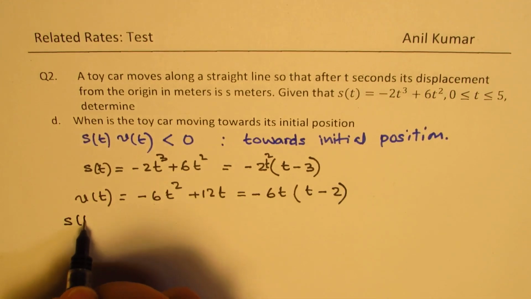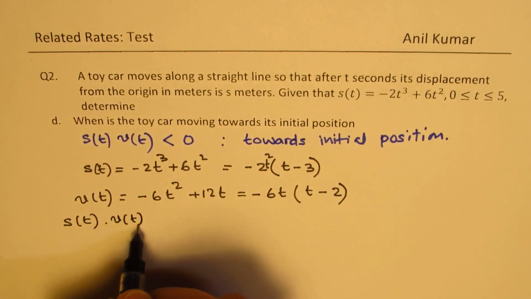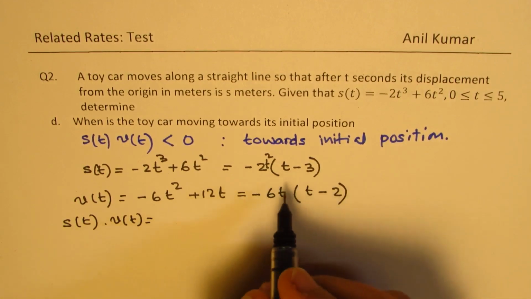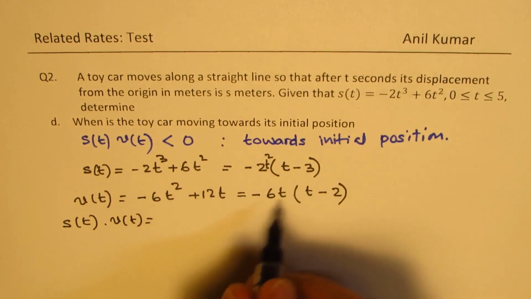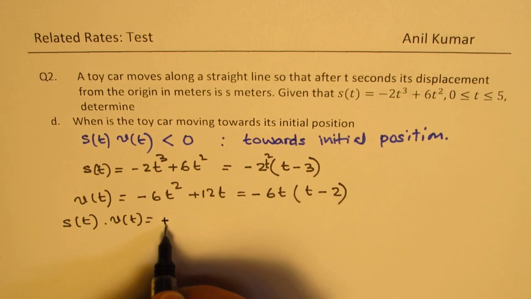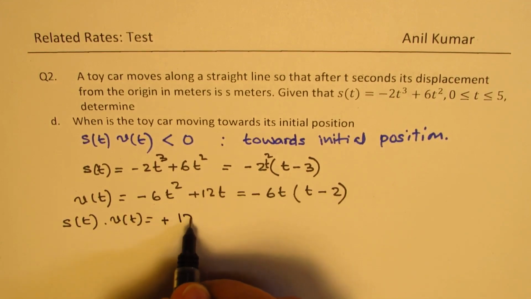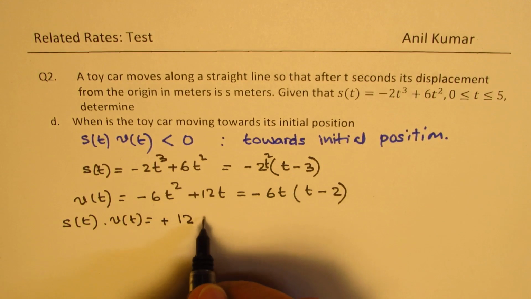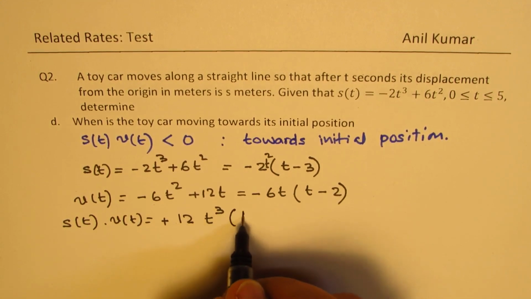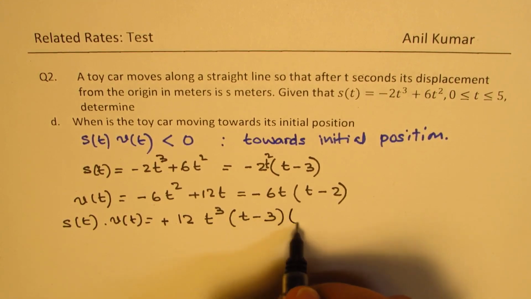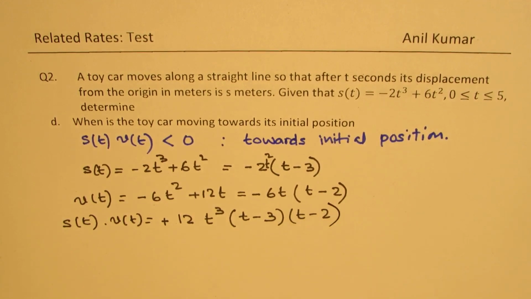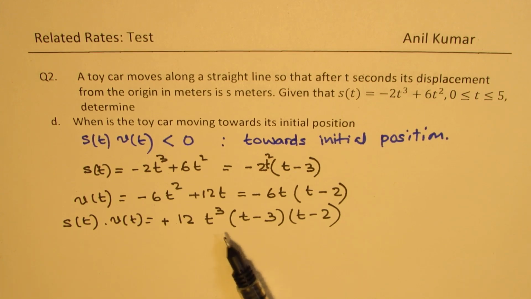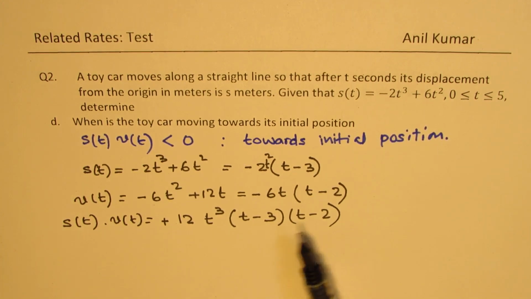So the product S of t times v of t is what? Product of these two. So minus and minus becomes positive. 6 times 2 is 12. t times t square is t cube. And here we get t minus 3 times t minus 2. So that is what we get. So we have critical numbers at 0, 3 and 2. So we can test in between these. That is one way of doing it. So let us do that testing.